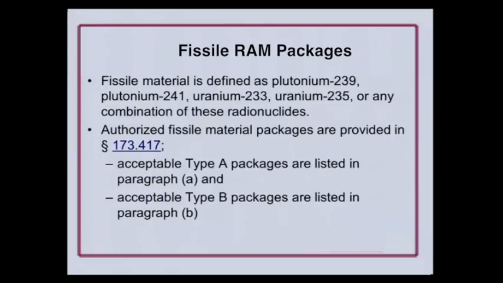The fissile material packages are talked about in this section of 49 CFR. And basically it talks about acceptable Type A and acceptable Type B packaging. Just because it's fissionable or fissile does not mean that you have to ship it in a Type B container. In fact, I believe you can ship it in just about any of the categories that we talked about, as long as the controls are in place.